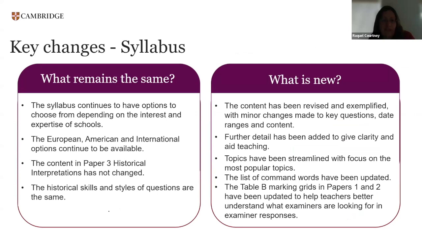So what has remained the same? The syllabus continues to have options to choose from depending on your interest and expertise. That means that the options for European, American, international history continue to be available. The content in paper 3, historical interpretations, has remained unchanged. The same content is available. The only change that you will see is some of it has been clarified to give more guidance on how to approach teaching. The historical skills and style of questions are the same as in the current syllabus.